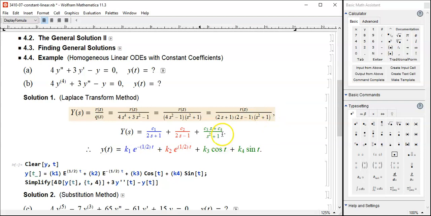And then decompose by partial fraction. Blue goes to blue, red goes to red, and then green goes to green. Here, the characteristic value, or the zero of the characteristic polynomial, is plus and minus i. So complex roots, so we have sine and cosine there. Detail is left to the students.